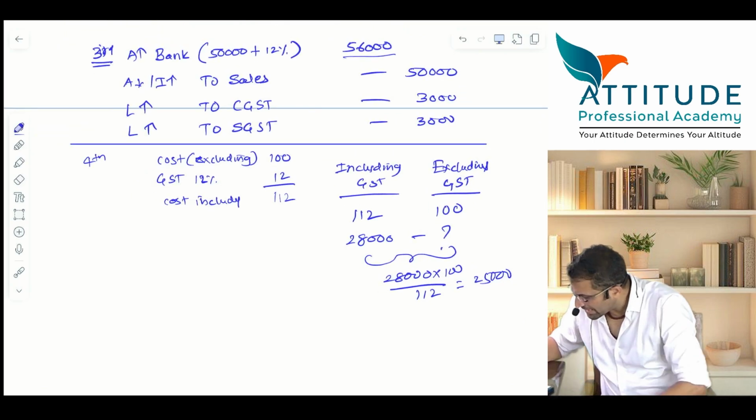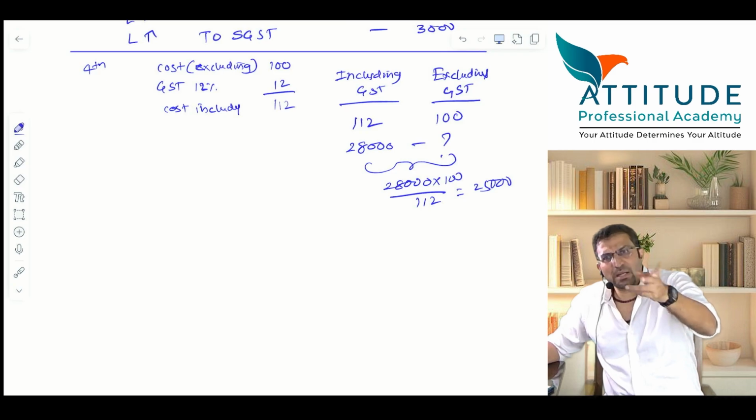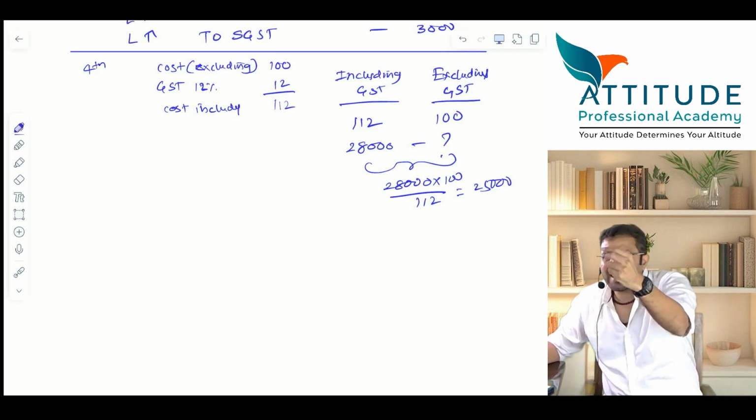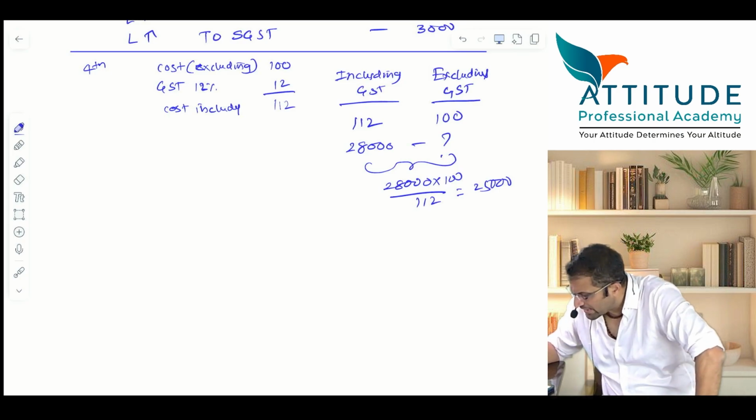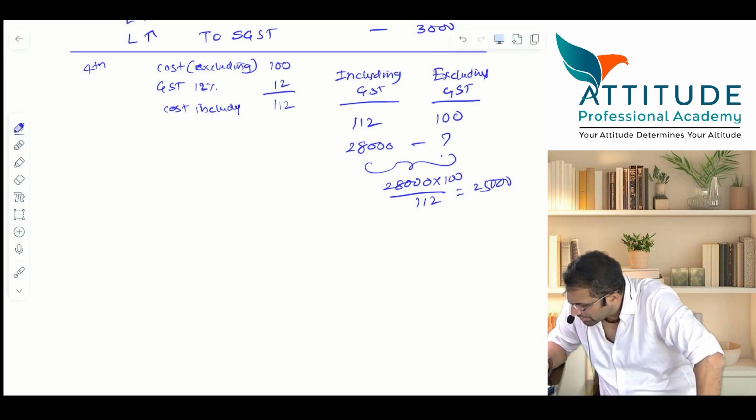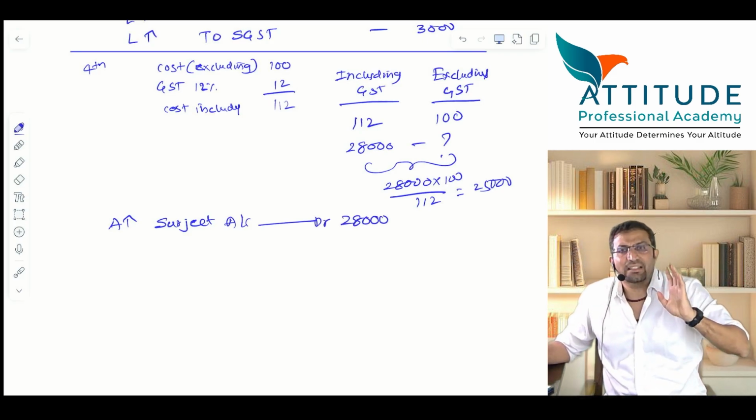Very good. Now tell me the entry. Sales will be excluding GST always. Sale, purchase, purchase return, sales return, all are excluding GST. Now, have you received the cash from Surjit or is it receivable? So entry: Surjit account debit. How much? 28,000. Receivable from him is including GST.